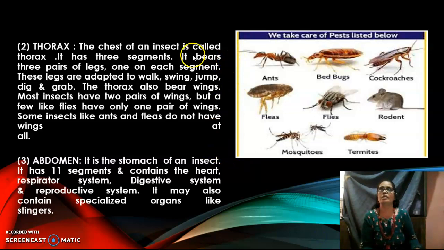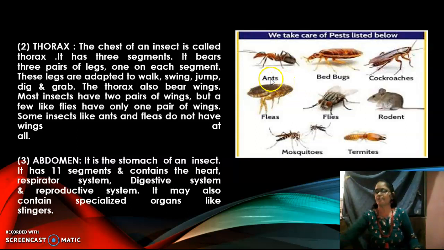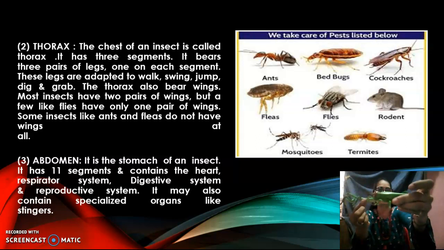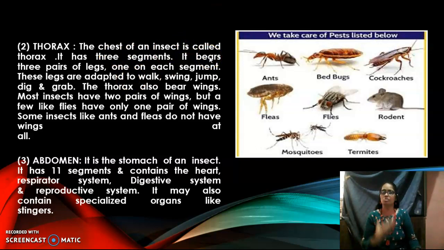The second part is the thorax. Children, see here, many of the insects, can you see ants? See, even I can show you ants. This is the grasshopper and this is the ants. The thorax, the chest of an insect, is called the thorax. It has three segments. It bears three pairs of legs, one on each segment. These legs are adapted to walk, swing, jump, dig and grab.